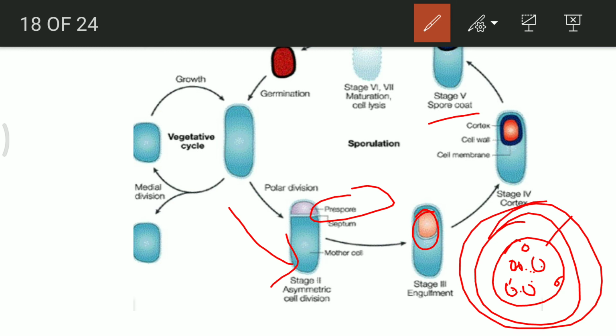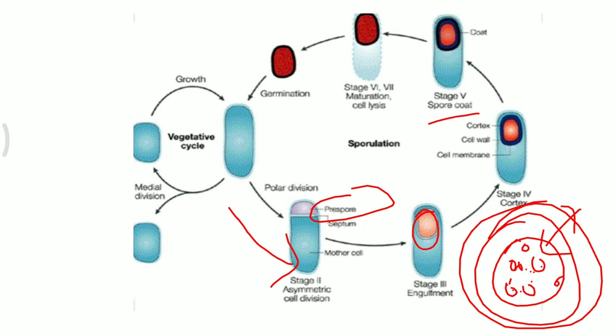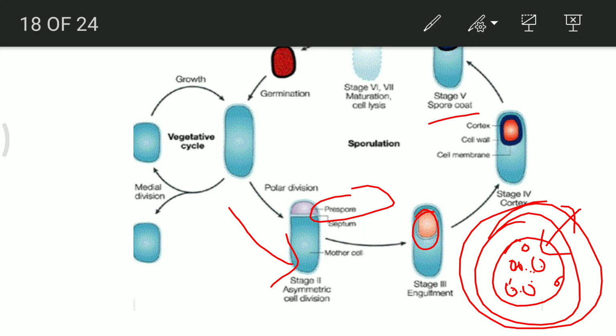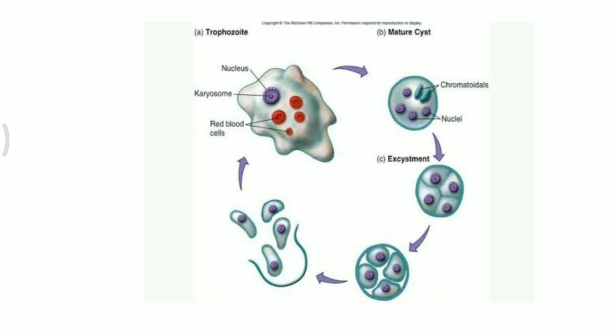Because of the presence of this kind of encystment, it is very difficult for the unfavorable condition to harm the inside spores, and as a result, when the favorable condition arises, this outer wall is broken off, and the germination or growth of the spore into the bacterium takes place in the favorable condition. A similar situation is seen in the case of encystment.